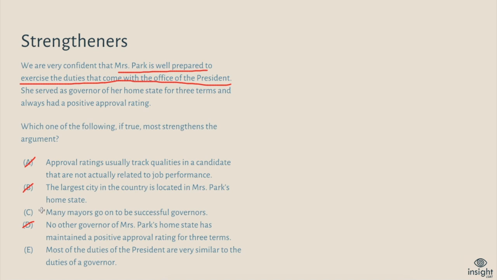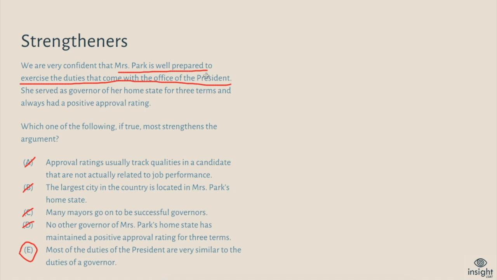And C, many mayors go on to be successful governors. There was a tiny bit of support there, I guess, but this is about mayors going on to be governors. That's a different position. It has nothing to do with the presidency, and it definitely doesn't offer the same level of support as E does. So I'm going to cross that guy out. Let's go with E because it bridges the gap and tells us something very important.